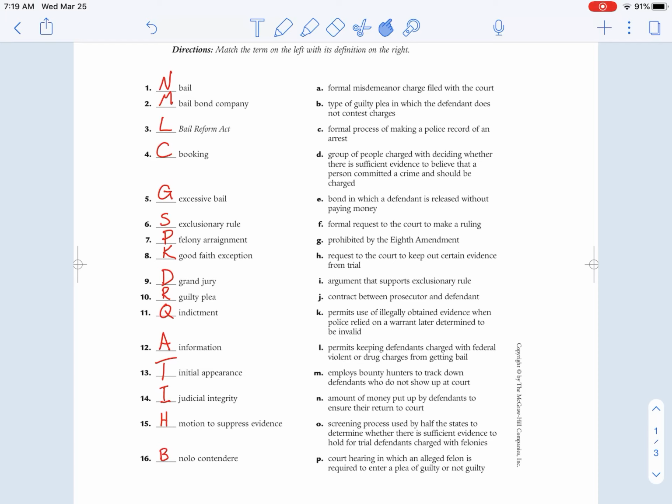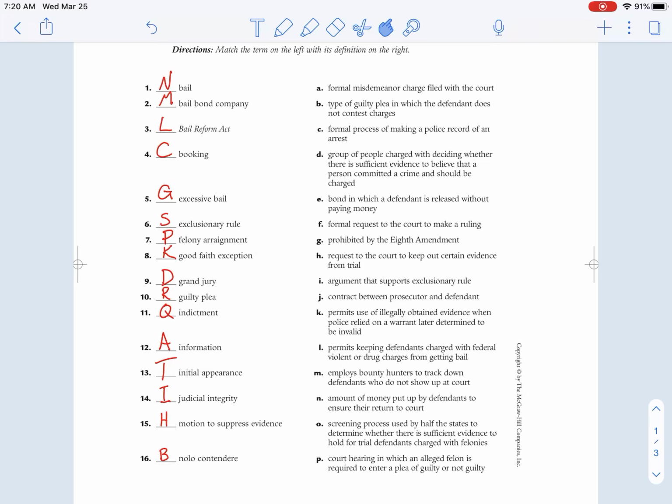Number 4 is booking, and this is C, the formal process of making a police record of an arrest. So this is when you are photographed, fingerprinted, and there is that formal record of the arrest that is made. Number 5, excessive bail is G, prohibited by the 8th Amendment. So the 8th Amendment prohibits excessive bail, excessive fines, and cruel and unusual punishment.